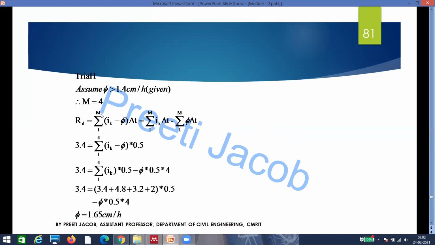So here the value of m is equal to 4. Okay, RD value is 3.4. Sum of all the intensities which is greater than 1.4, I'm doing. Your delta T is equal to 0.5, minus 5 into delta T into my m value is equal to 4. Now when I do that, I'll be getting the phi value is equal to 1.65 centimeter per hour. Okay.